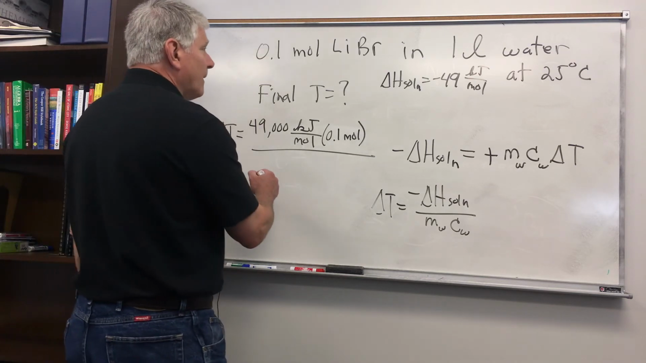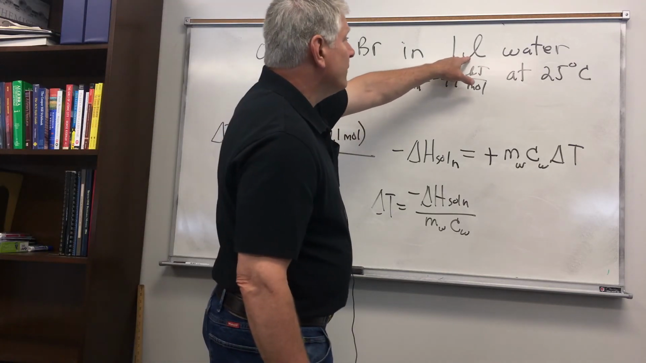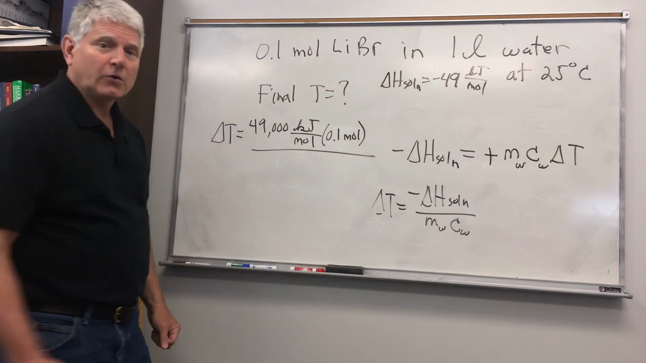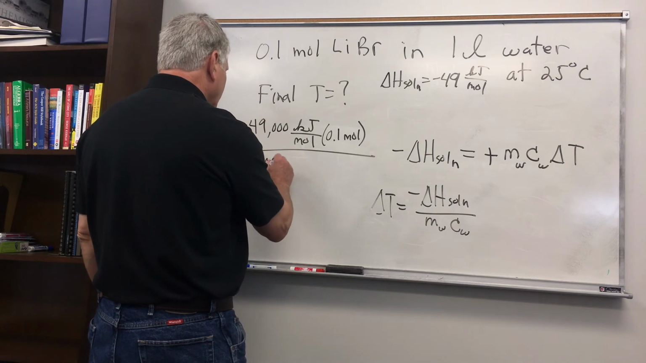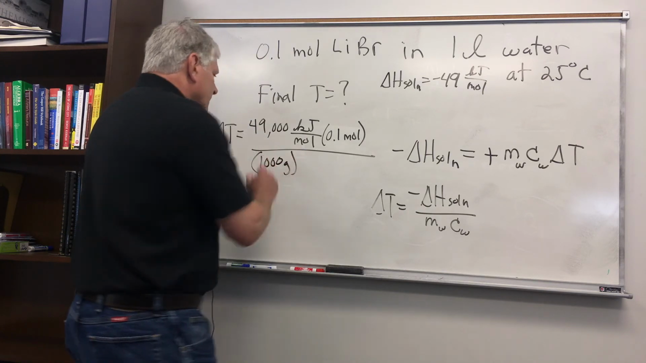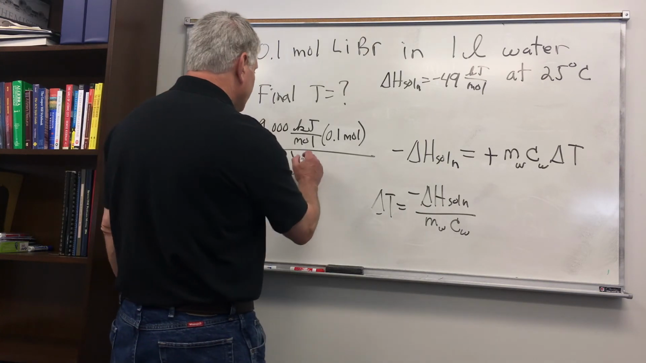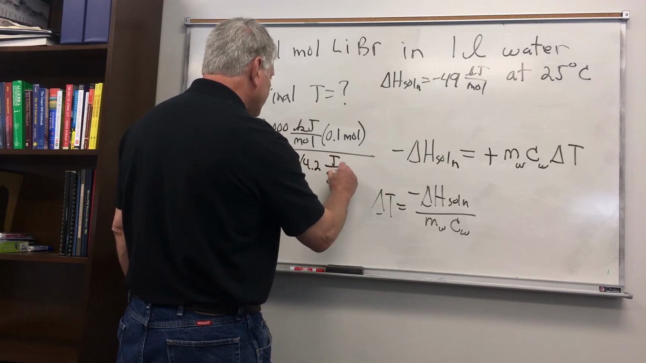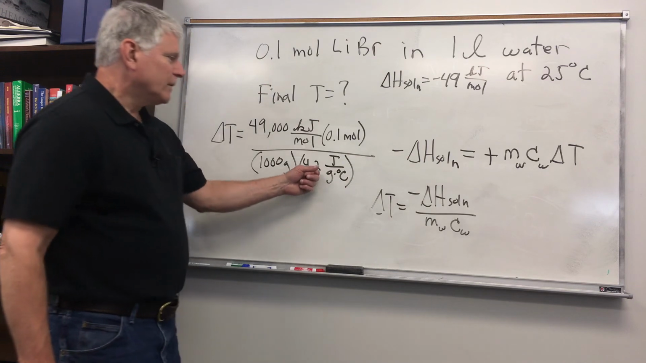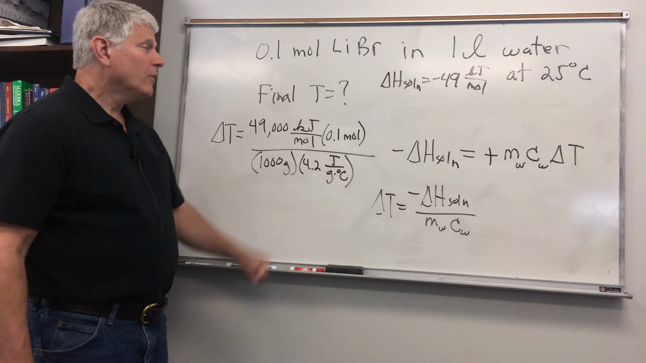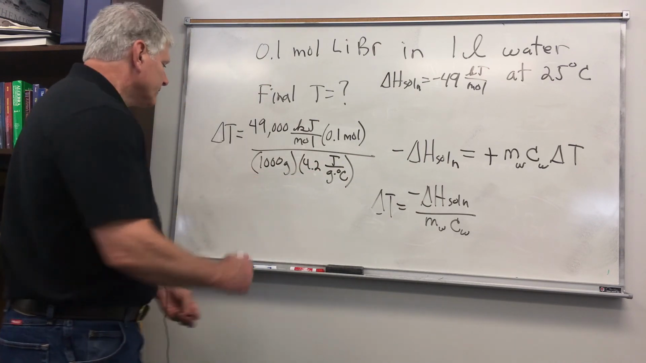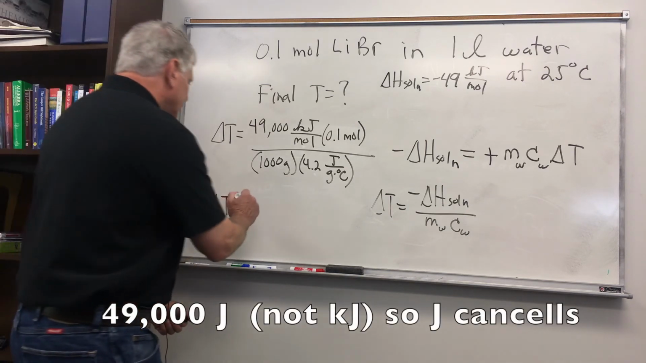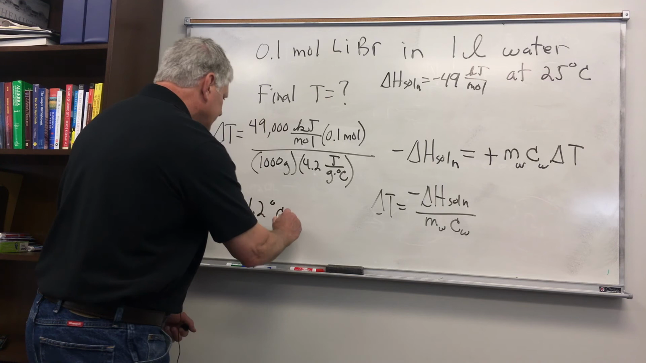And then divide by the mass of water. Well, I have 1 liter of water, that's 1,000 milliliters, so that's 1,000 grams of water. Then I have the specific heat of water, 4.2 joules per gram degree centigrade. If this wasn't given to me, I'd look it up in a table. Okay, so this is delta T. This is 1.2 degrees centigrade.